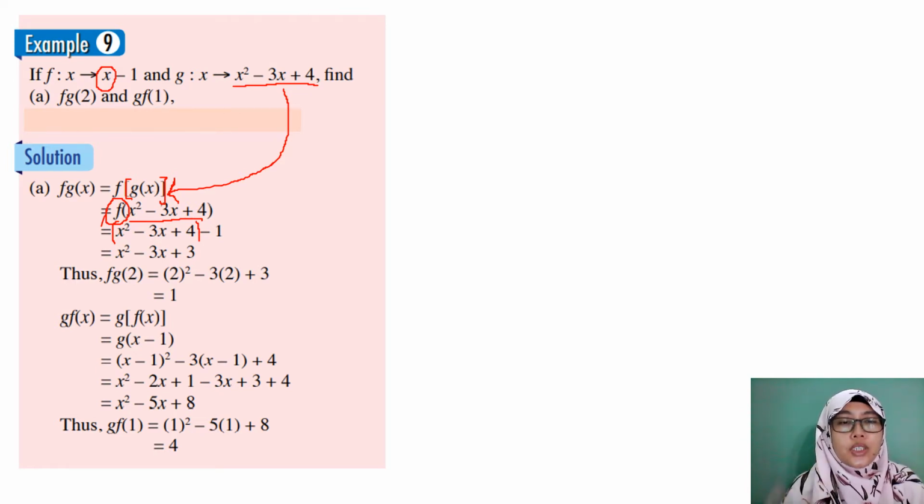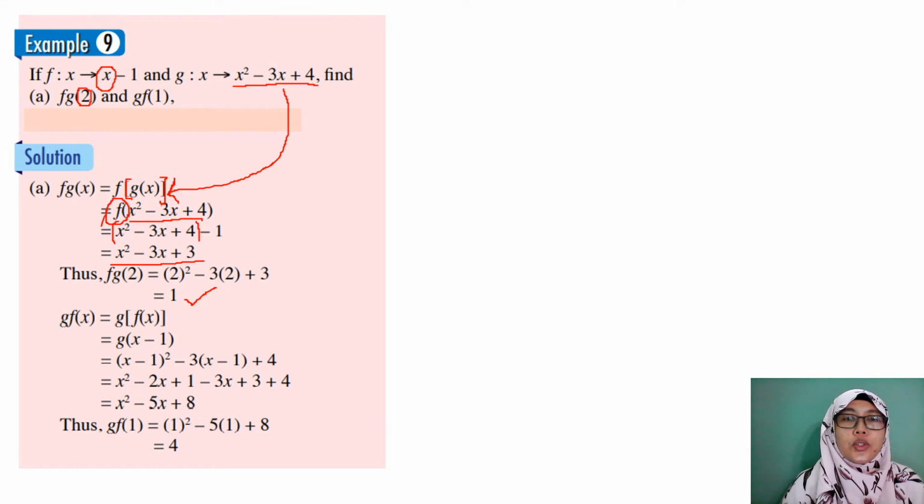Okay, but the question asks you to find fg(2). So what you need to do, you need to substitute the value of 2 in the function you get at the last step. Okay, x squared, right? So you need to substitute 2 squared minus 3 times 2 plus 3, and you will get the final answer, which is equal to 1. Okay, you got the method.